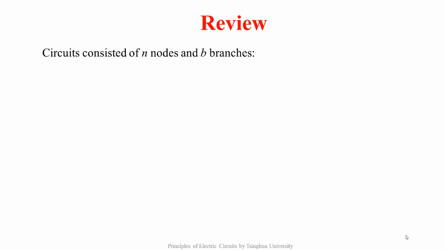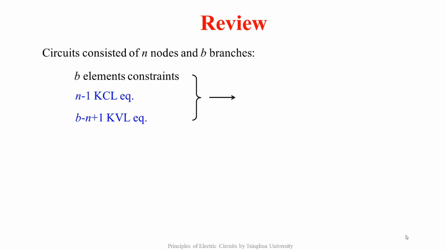For a circuit consisting of n nodes and b branches, we can write the element constraints for each branch. There are b equations, while for the n nodes, we can get n-1 independent KCL equations and b-n+1 independent KVL equations. Then the total number of equations is 2b. There are 2b variables in these equations, the voltage and current of each branch. Solving these equations, we can get the voltage and the current of each branch. We call this method the 2b method.